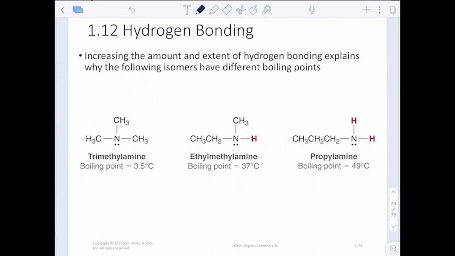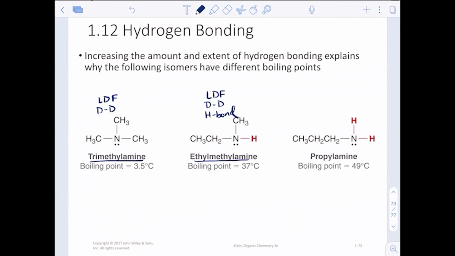We'll use it a lot, and that will be really awesome. Now, if we again think about increasing the extent of the hydrogen bonding, we can start to see different boiling points. So trimethylamine, this guy right here, does not have hydrogen bonding. He has London dispersion forces and dipole-dipole interactions. Ethylmethylamine has one hydrogen attached to the nitrogen, so he does have all three types, all the way up to H bonding. Very, very strong intermolecular forces there. Notice how his boiling point has increased from 3.5 for trimethylamine to 37 for ethylmethylamine.